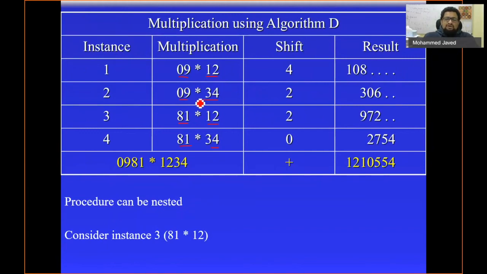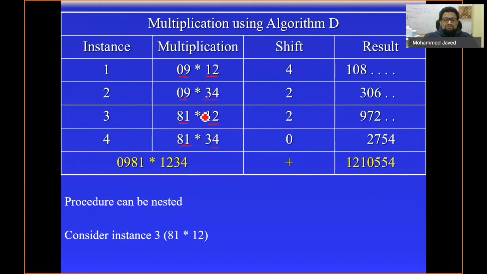Similarly, 09 into 34 is 306. So there are 2 shifts here. 81 into 12, there are 2 shifts here, 972. 81 into 34, there are no shifts here. So simply you add these results.